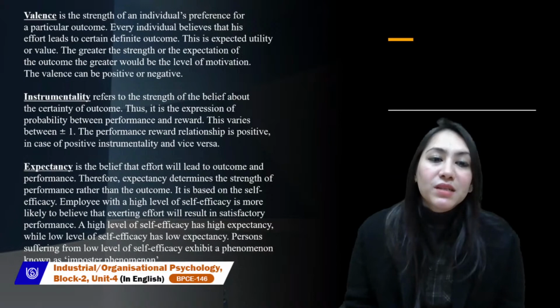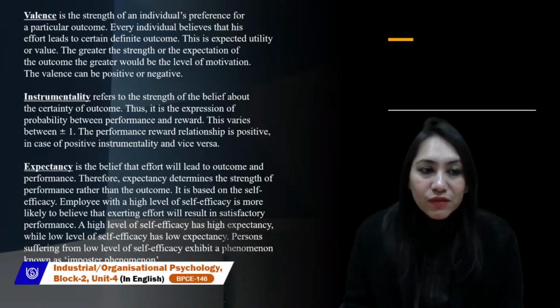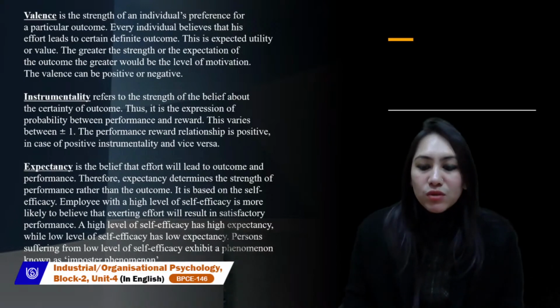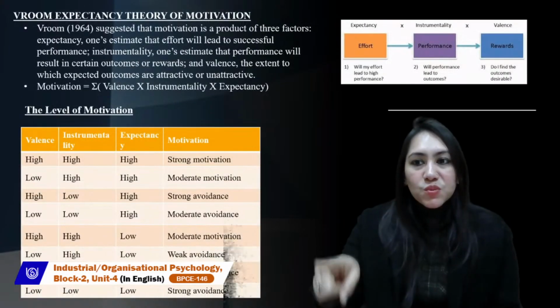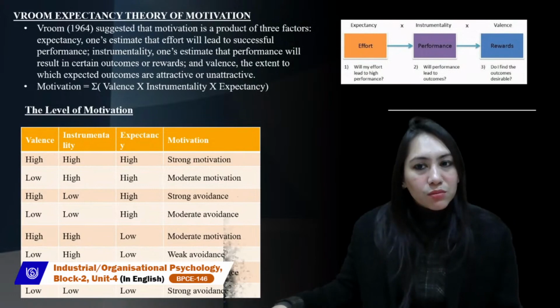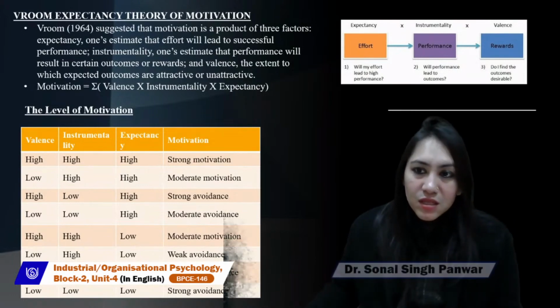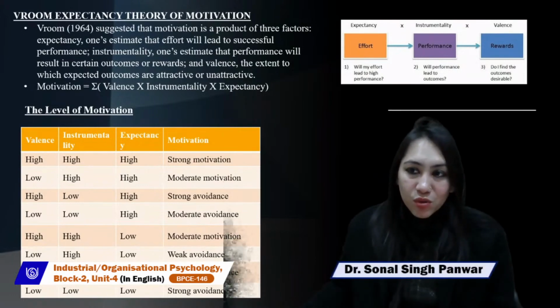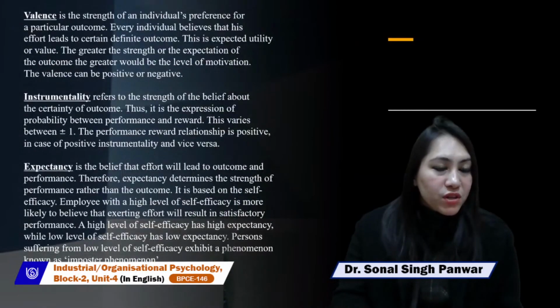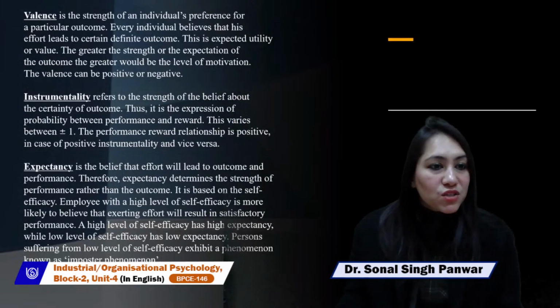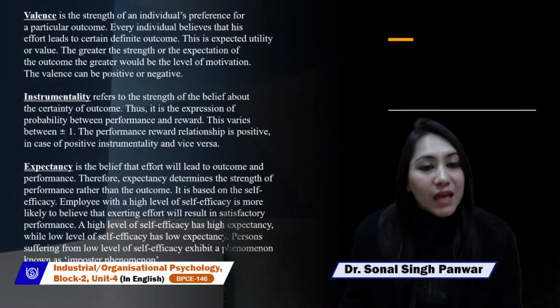Then let's come to instrumentality, which refers to the strength of belief about a certain outcome. Let's go back to the image, which was so beautiful. Will effort lead to high performance? Will performance lead to outcome? Will the outcome lead to any desirable reward? When we speak about valence, valence was reward. Instrumentality is the expression of probability between performance and reward.